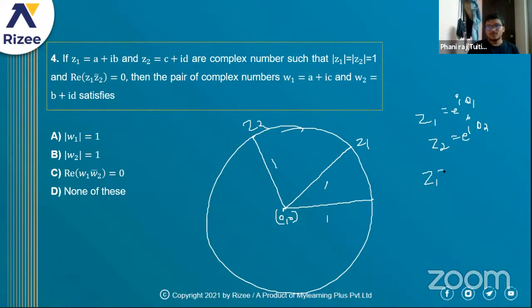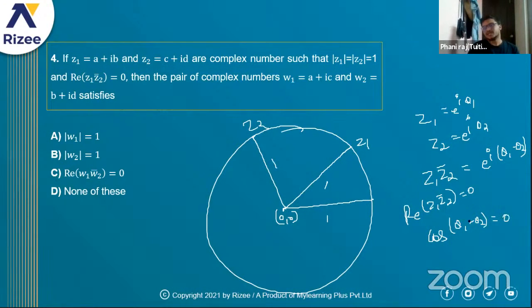What is Z1 into Z2 bar? E power I theta 1 minus theta 2. Now, what is its real part? The real part of Z1, Z2 bar is 0 means what? Cos of theta 1 minus theta 2 is 0. Correct. But when is cos of something 0? When theta 1 minus theta 2 equal to pi by 2, we are taking the principal values because only 0 to 2 pi is allowed.